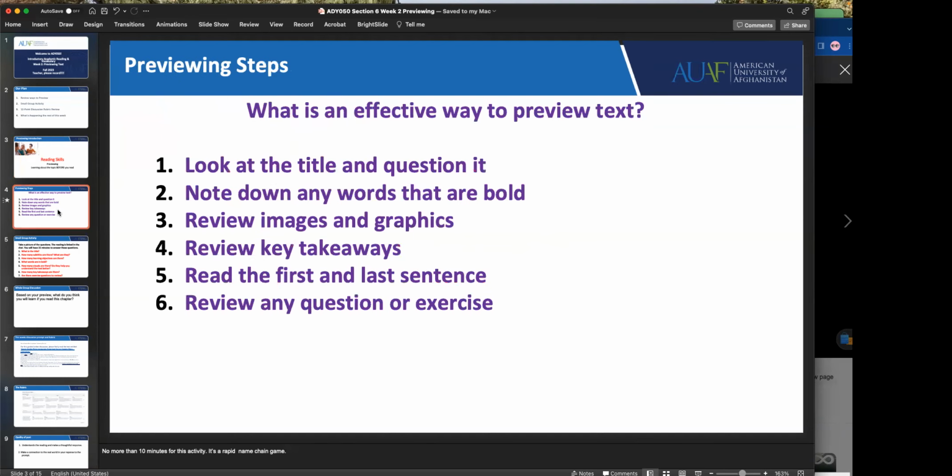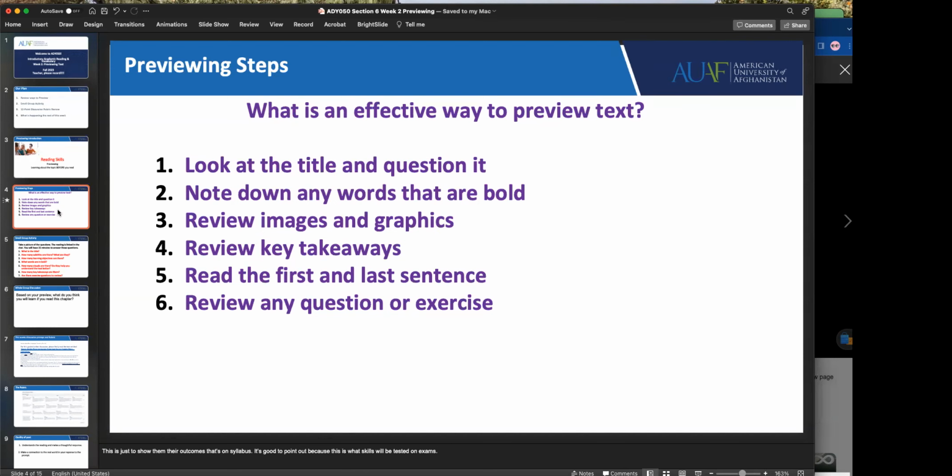Good job, you guys. Okay, so here we are. The best way to preview a text: look at the title and question it. Good, thank you, Safula. That's very good. You want to make questions about the title. Kind of ask yourself, what do you know about this and what don't you know about it? Number 2, note down any words that are bold. Number 3, review images and or graphics. Number 4, review key takeaways. Sometimes in a textbook you have key takeaways, sometimes not. Read the first and last sentence and then review any questions.